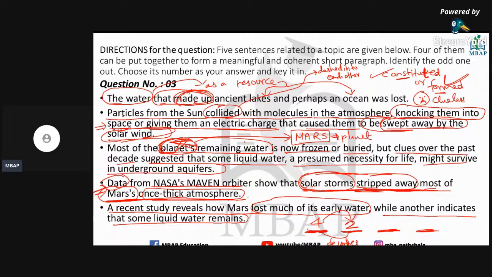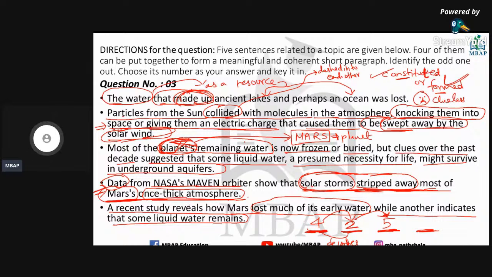Correct? Right? Okay. Thank you for your replies. Okay. So next, after this, don't you think so, guys? Sentence 5 should be my next sentence.